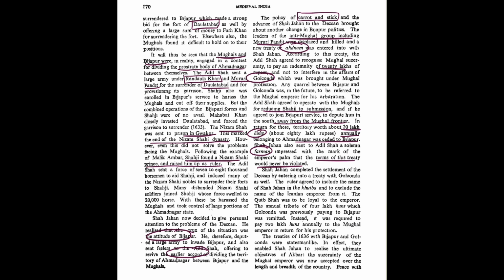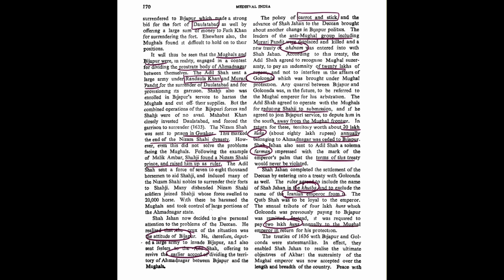Shah Jahan completed the settlement of the Deccan by entering into a treaty with Golconda as well. The ruler agreed to include the name of Shah Jahan in the khutbah and to exclude the name of the Iranian emperor from it. The Qutub Shah was to be loyal to the emperor. The annual tribute of 4 lakh huns, which Golconda was previously paying to Bijapur, was remitted. Instead, it was required to pay 2 lakh huns annually to the Mughal emperor in return for his protection.